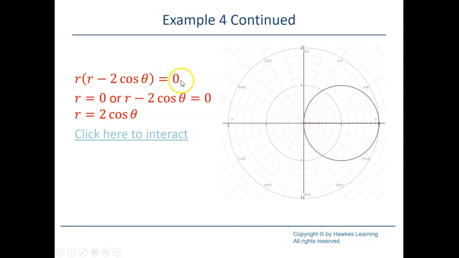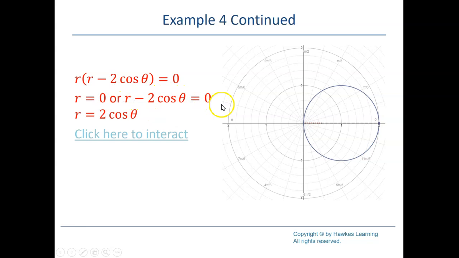And now that I have it factored, set equal to 0, I can set each part equal to 0. So r could be 0, or r minus 2 cosine theta could be 0. All right, remember, r is the distance a polar point is from the origin. If the polar point's distance from the origin is 0, that means that's the origin. So this equation, r equals 0, is literally just the origin. So that's a single point. That's obviously not a circle.